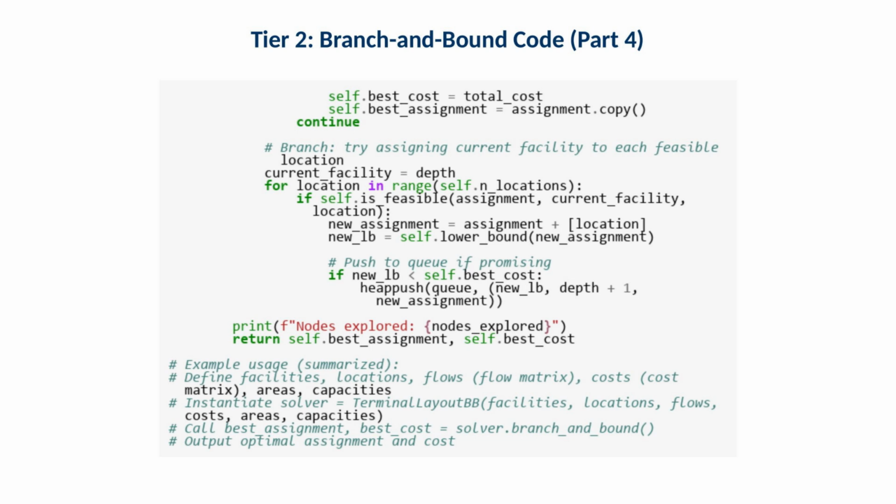This section implements the main branch and bound loop. It pops nodes from a priority queue, prunes nodes whose bound is worse than the current best, and branches by assigning the next facility to feasible locations. When a full assignment is reached, it updates the best solution if the cost is lower. This is how the algorithm guarantees optimality while avoiding full enumeration.